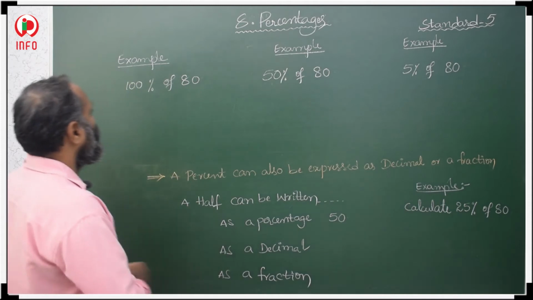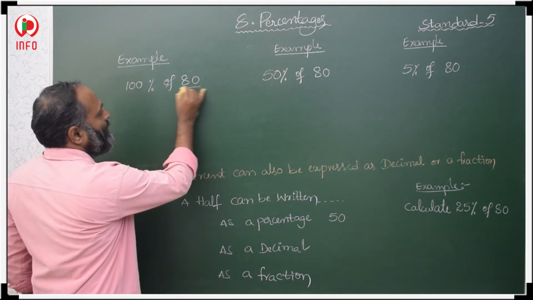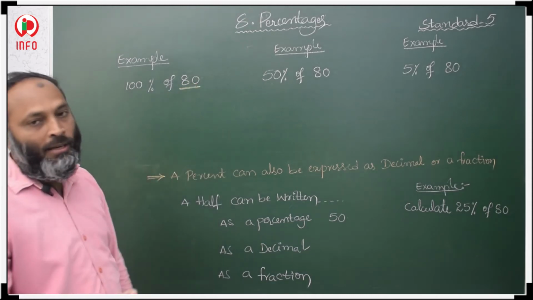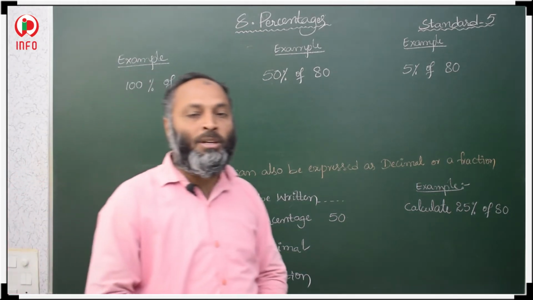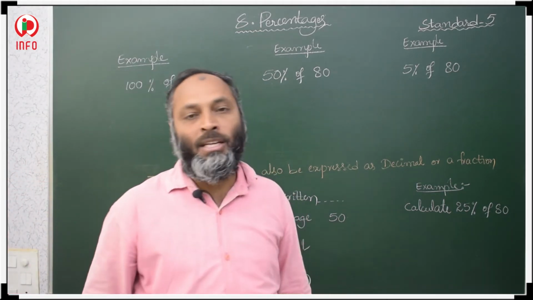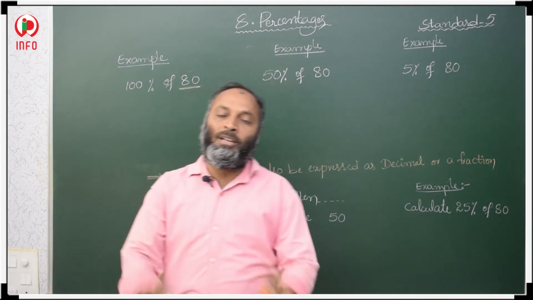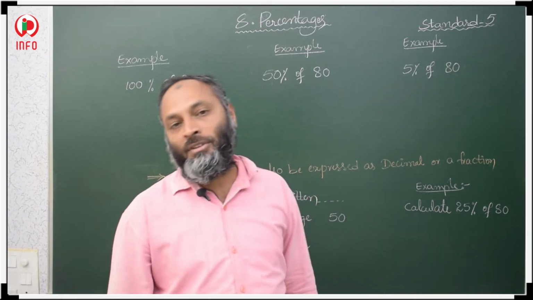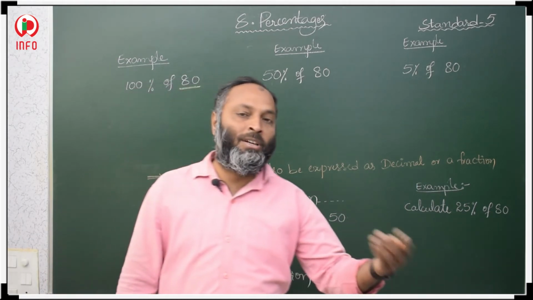Here, in this example, a total of 80 grids are there. So 100% means the total of 80 grids. No doubt, 100% means the total number of grids, and that complete set of grids we have to shade, either it is 100 grids or 80 grids or 70 grids, whatever is given.